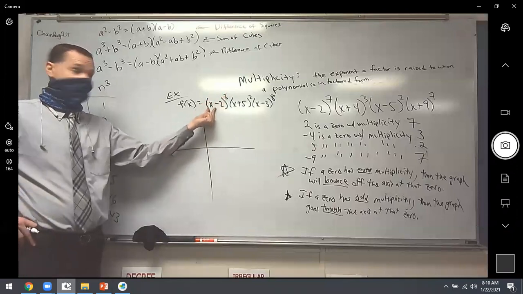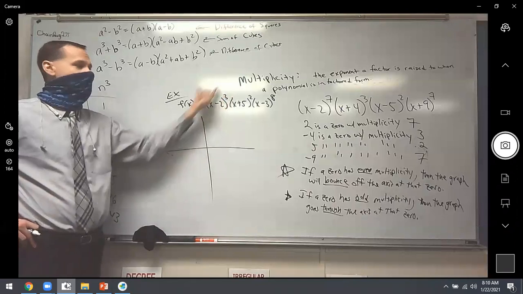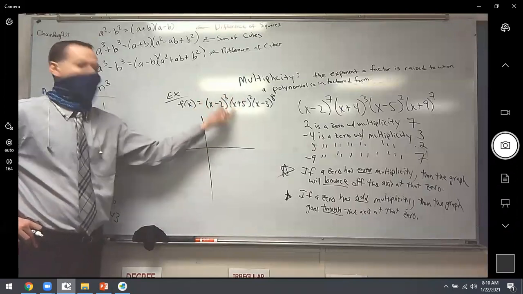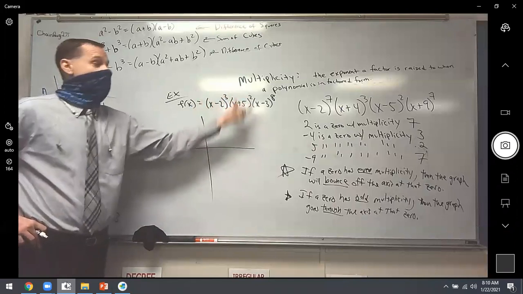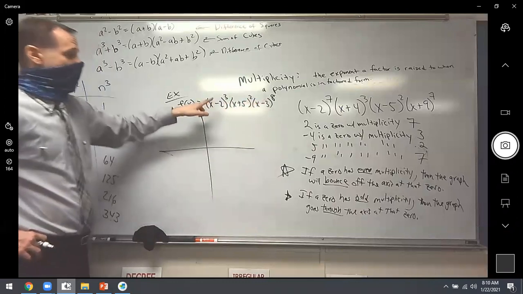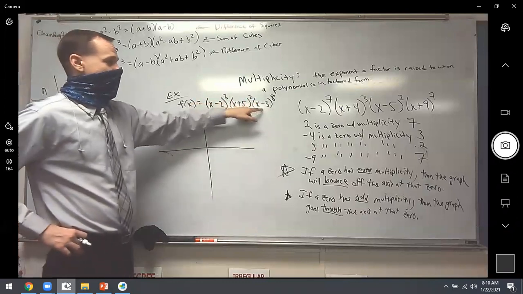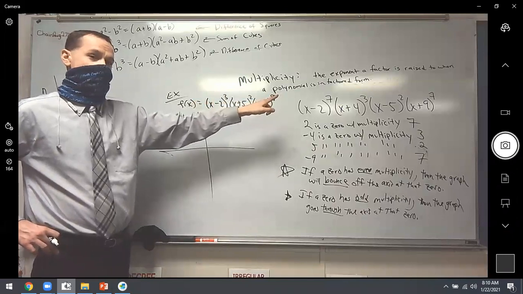Because this is kind of like an x to the 3rd. This is kind of like an x to the 2nd. Would you agree? And this is kind of like an x to the 8th. What's x cubed times x squared times x to the 8th? Well, add the exponents. What do you get? You get 13, right?